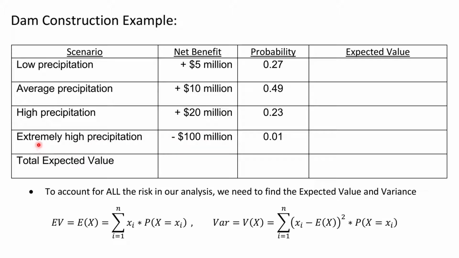However, the rainfall could be too high, where it actually destroys the dam and we get a negative net benefit outcome. Now further suppose that we can estimate the probability of each of these outcomes accurately, and we get that these are the probabilities of the outcomes. All right, so to make decisions, the first thing we need to do is get the expected value of the outcome. Think of this as the expected net benefit.